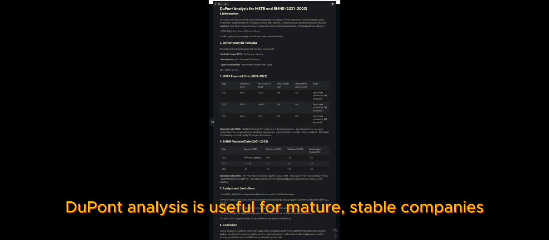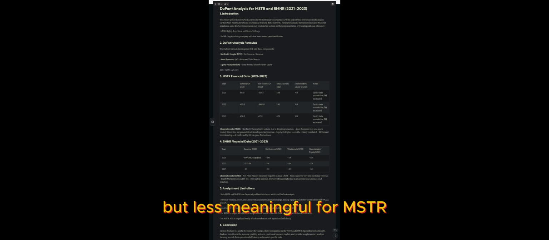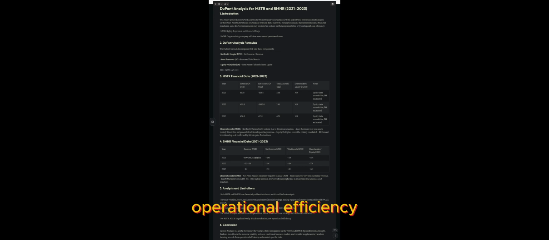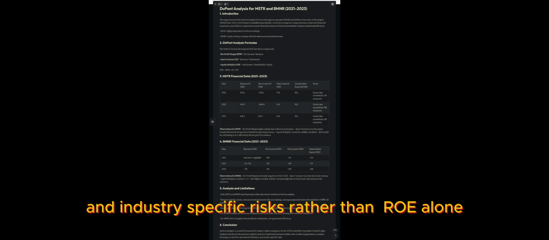Conclusion: ROE analysis is useful for mature, stable companies, but less meaningful for MSTR and BMNR. Analysis should focus on cash flow, operational efficiency, and industry-specific risk rather than ROE alone.